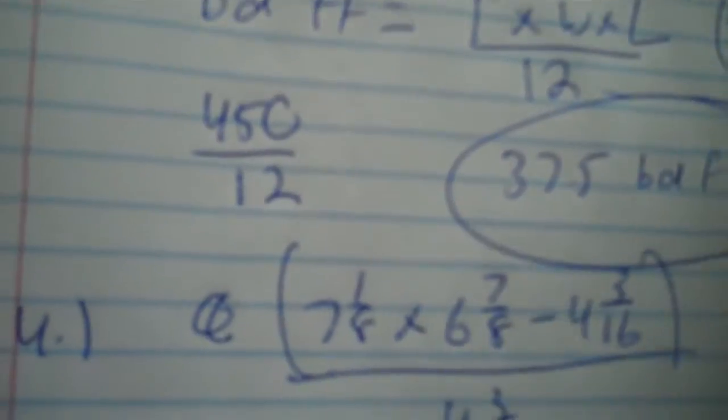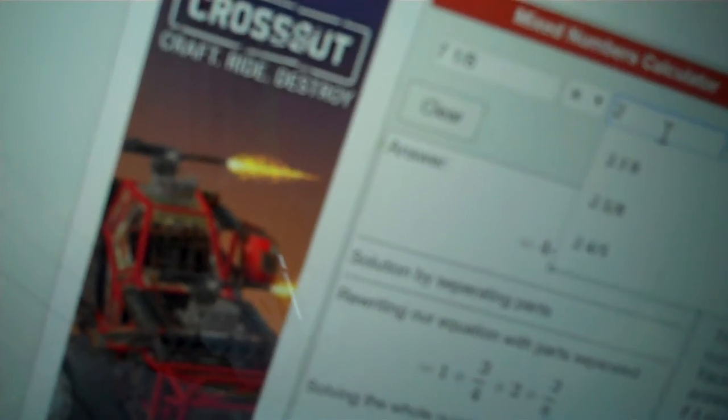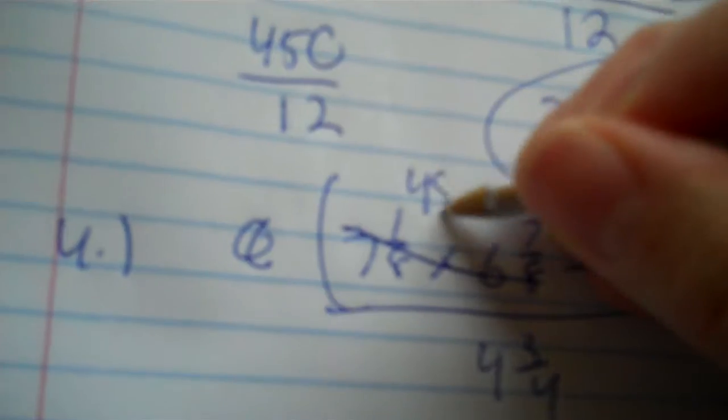Now you have two operations: multiplication and subtraction. Multiplication comes before the subtraction. So I take 7 1/8 times 6 7/8. So 7 space 1 divided by 8, and we need to multiply by 6 space 7 divided by 8. You've got to hit the space first. Hit calculate. You get 48 and 63 over 64.